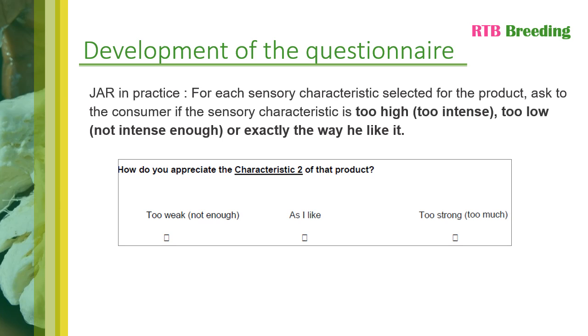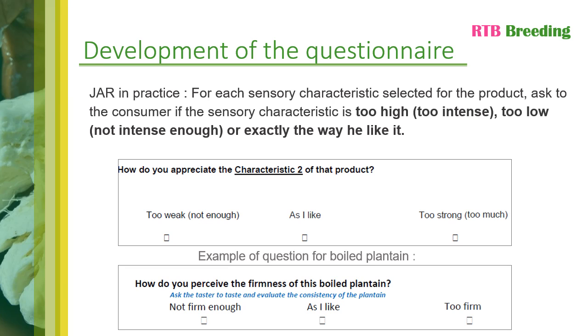In a slightly more practical way, when the consumer arrives at this part of the questionnaire, you have to explain to them that for each sensory attribute, they have to say whether, according to what they are used to consuming, according to what they like, the attribute in question is too weak, just right, or too strong. For example, for the firmness of the plantain banana, you have to ask the consumer if, in relation to their ideal, the banana is not firm enough, in the mouth, too firm, or just the way they like it.